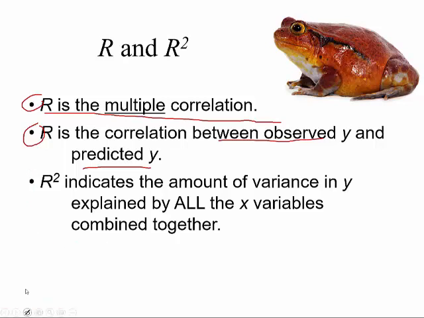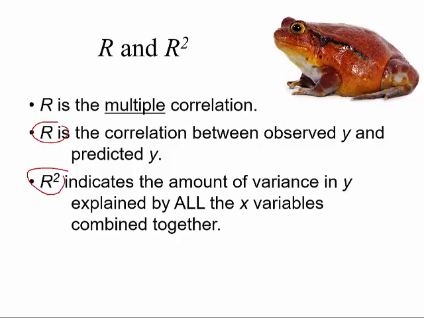Let's look at one third way that we can talk about this. If we take our multiple correlation, which is the correlation between observed y and predicted y, and we square that, we get the capital R squared. That gives us the total amount of variance in y that is explained by all the variables combined together. So we can use the language percent of variance explained if we square our multiple correlation. Capital R squared, the squared multiple correlation, is the percent of variance explained by all the x variables combined together. So those are three different ways of defining what I mean by capital R or R squared.